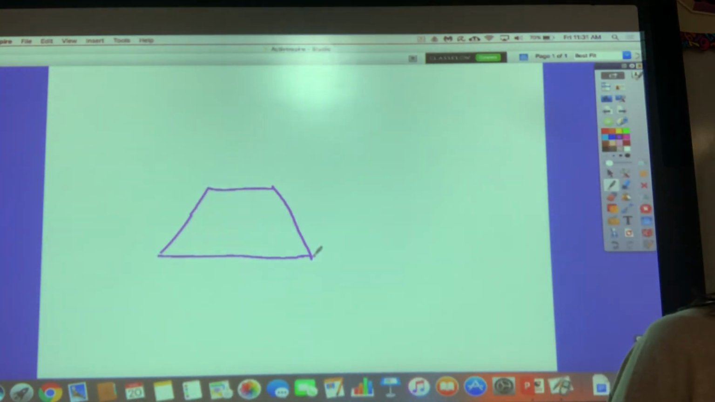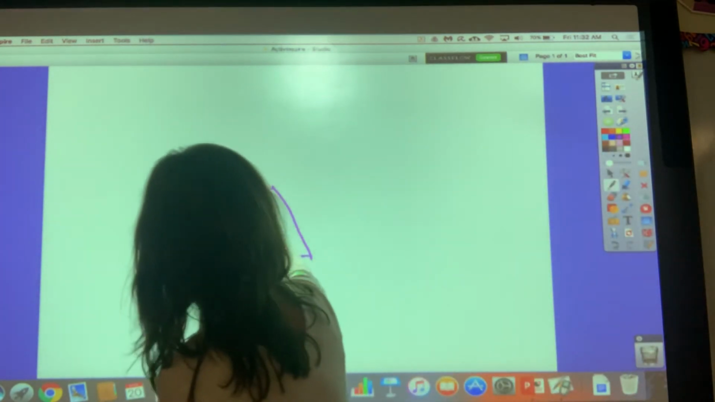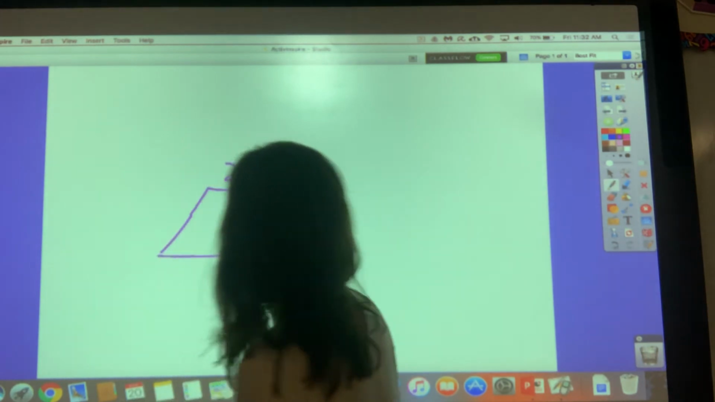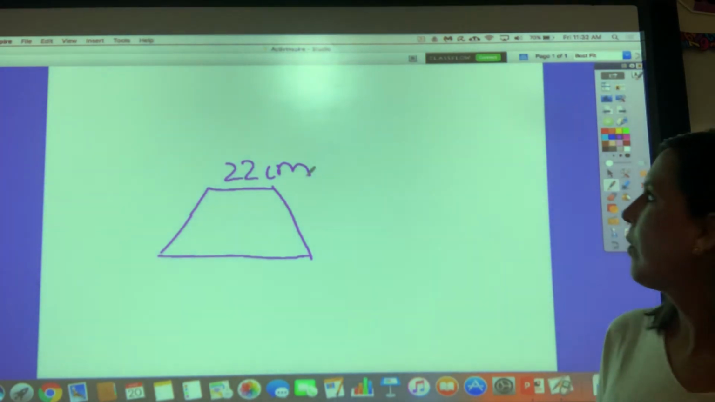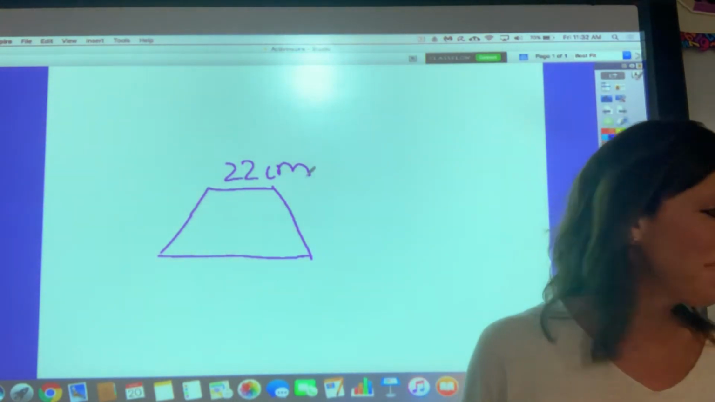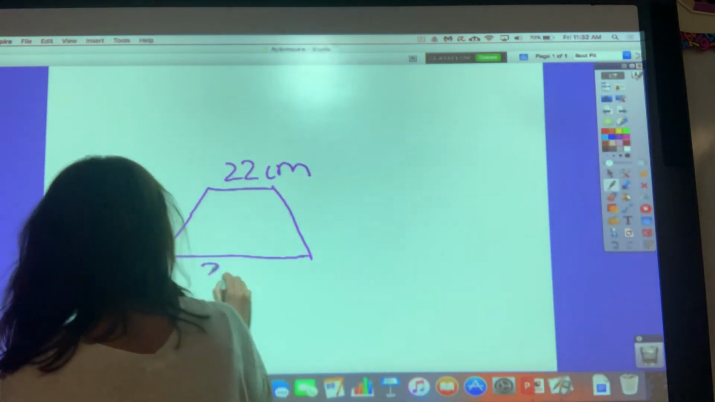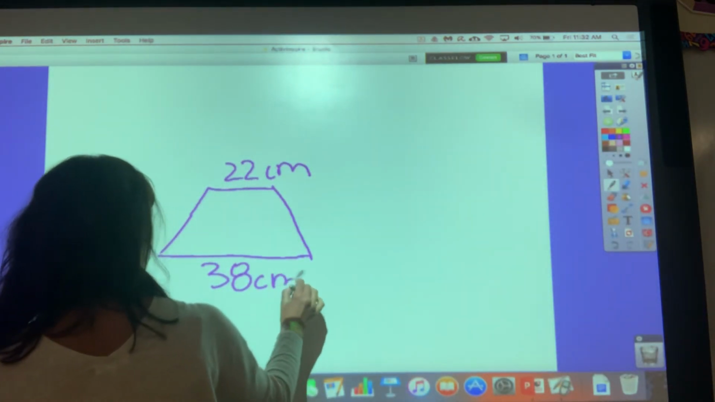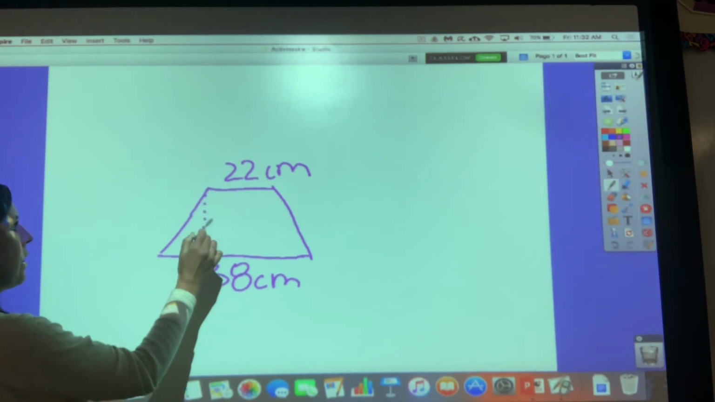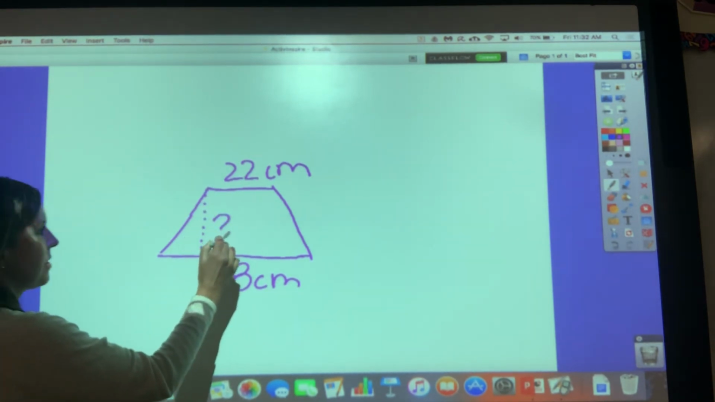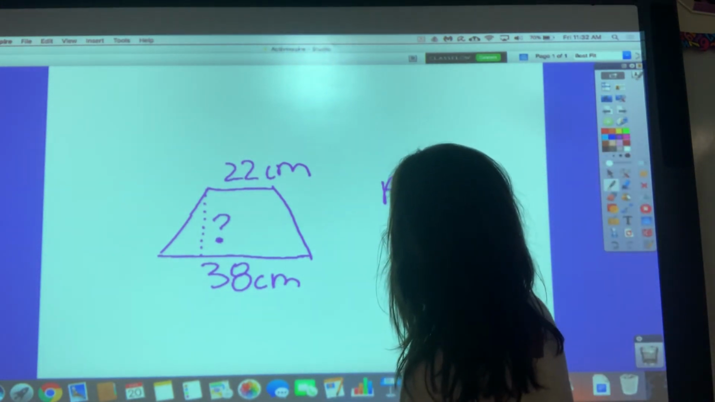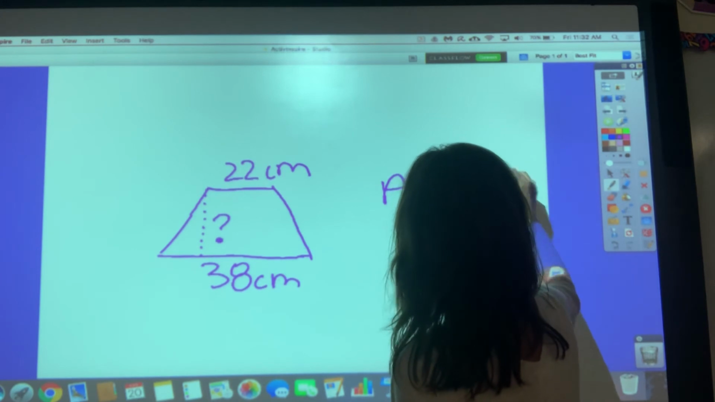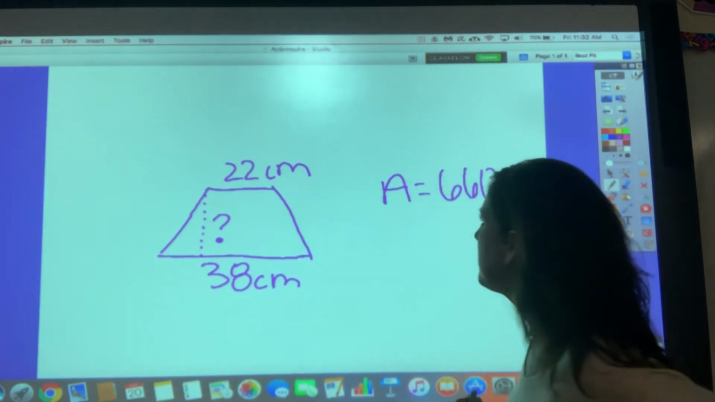And let's say that we know that the base sub 2 is 22 centimeters. Okay, and we know that the base sub 1 is 22 centimeters, and the base sub 2 is 38 centimeters. Okay, we know those two things. We do not know the height, but we do know the area is 660 centimeters squared. Okay, we do know that.